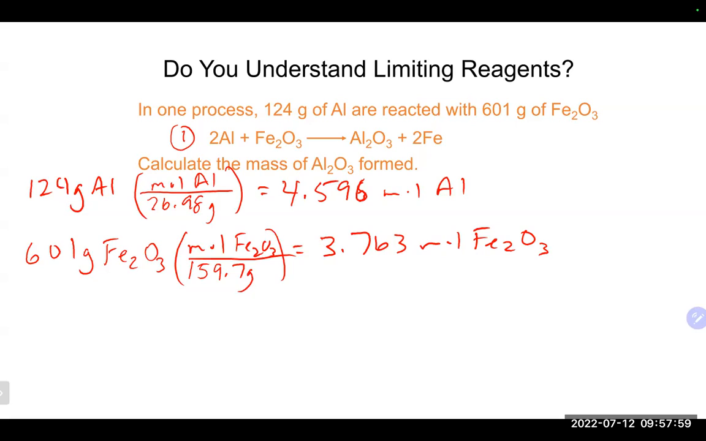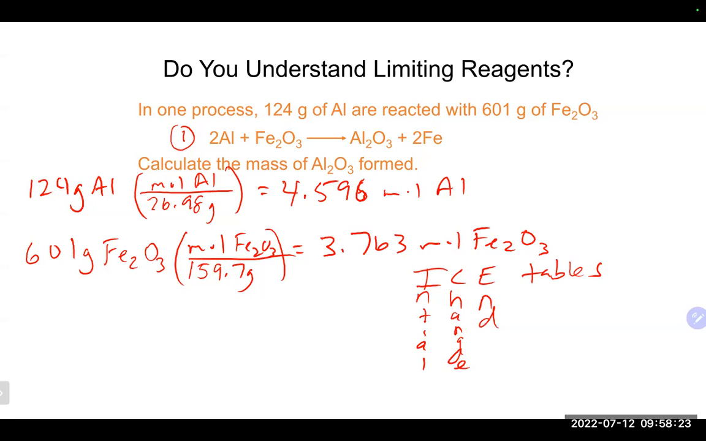So what I'm going to show you now is what is sometimes referred to as using ICE tables. And we could use an ICE table to help us solve these. ICE here means initial, change, and in this case, it means end.